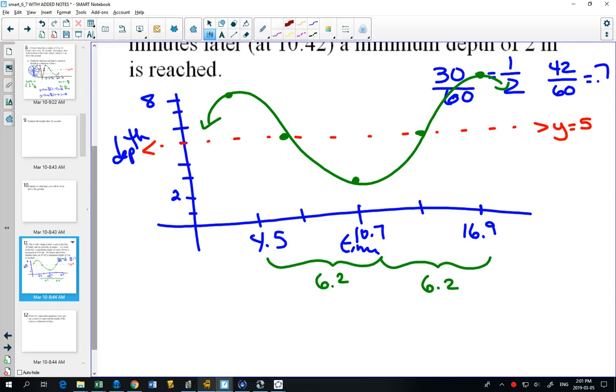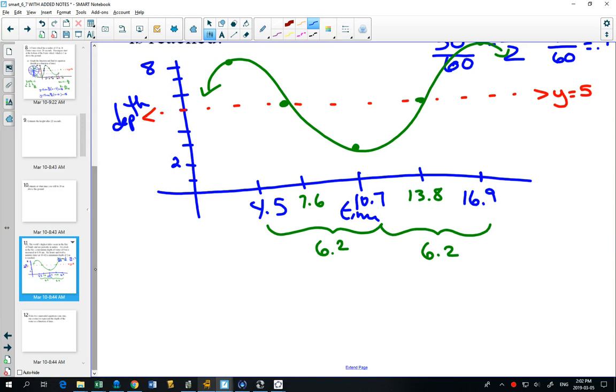Can you label these points in between? If this is 6.2, add 3.1, so 7.6. Add 3.1, 13.8. And once you have the graph, you can work backwards from the graph to find your equation. And we can write an equation in terms of sine and one in terms of cos.